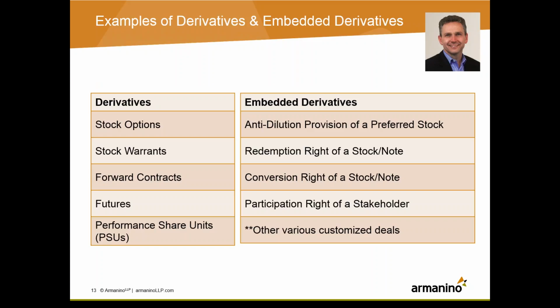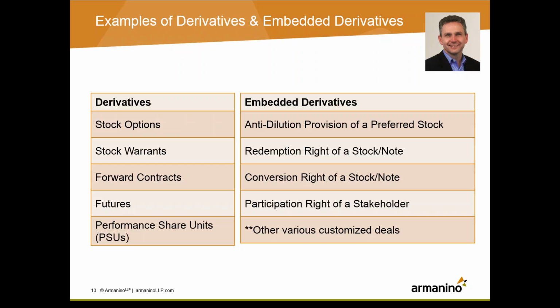So here are some examples of derivatives and also embedded derivatives. Derivatives: stock options, stock warrants, forward contracts, futures, but also performance share units used for incentive stocks. Embedded derivatives could be an anti-dilution provision of a preferred stock. So the preferred stock has a conversion ratio, but the conversion ratio may change subject to future financings. And usually there is an anti-dilution, which may be more or less harsh depending on the specific contract.